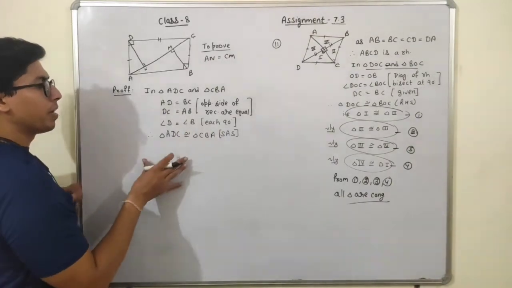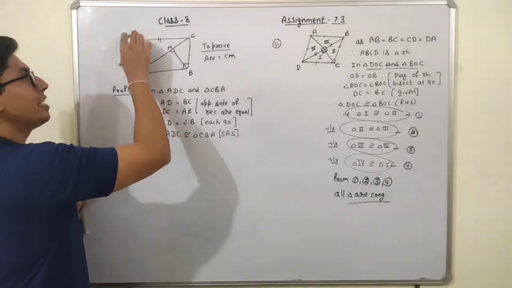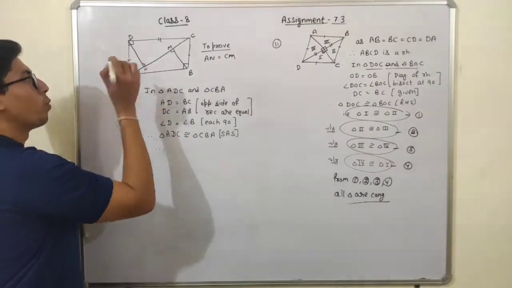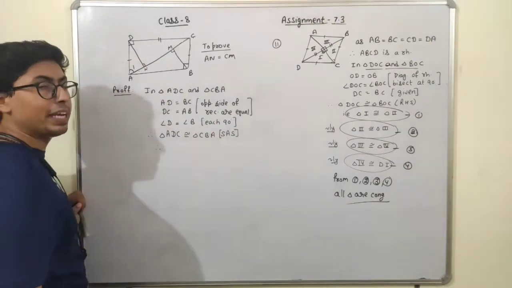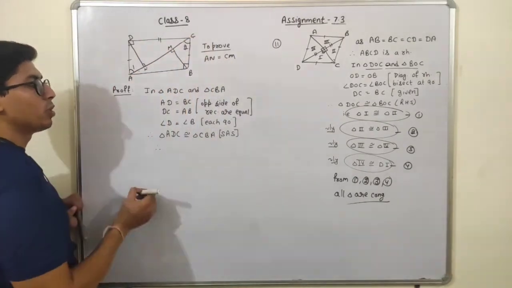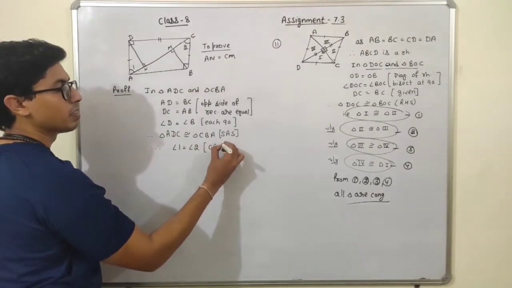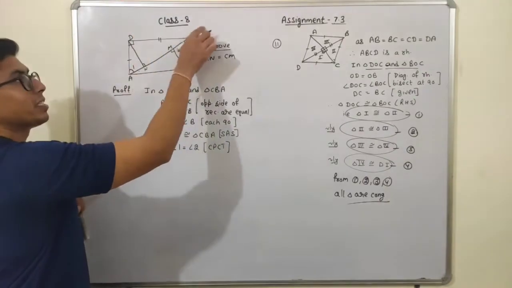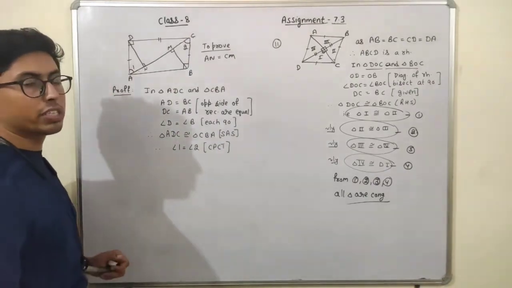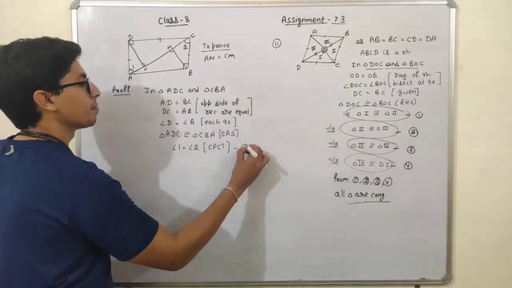Okay. Now from here, students, from triangle ADC, I can take this angle. Name it as angle 1. And from triangle CBA, I can take this angle. Name this as angle 2. Angle 1 and angle 2 are equal because of CPCT. Because from triangle ADC I take angle 1, and from triangle ABC I take angle 2. So angle 1 is equal to angle 2 by CPCT. Name this as star equation.